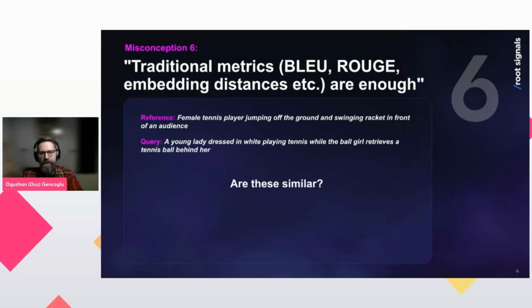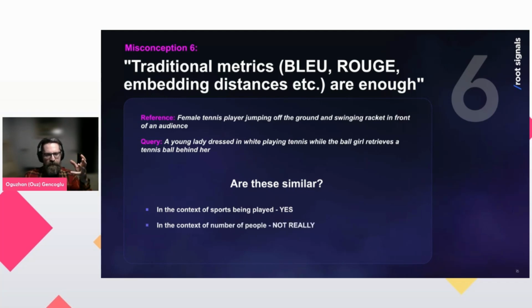If you run some similarity comparison, such as cosine distance, you will get some score. It's kind of relevant. They're playing the same thing, and there's a racket and a ball, and the semantics are similar. But in reality, you want a much more complex, much more constrained definition of context. So, for example, are these sentences similar in the context of the sport being played? Yes, very much so. They are both talking about tennis. But are they similar in the context of the number of people involved? No. The first one has only a single person, and the second sentence has two people. And this kind of measurement you can only implement with another LLM. In other words, LLM as a judge.